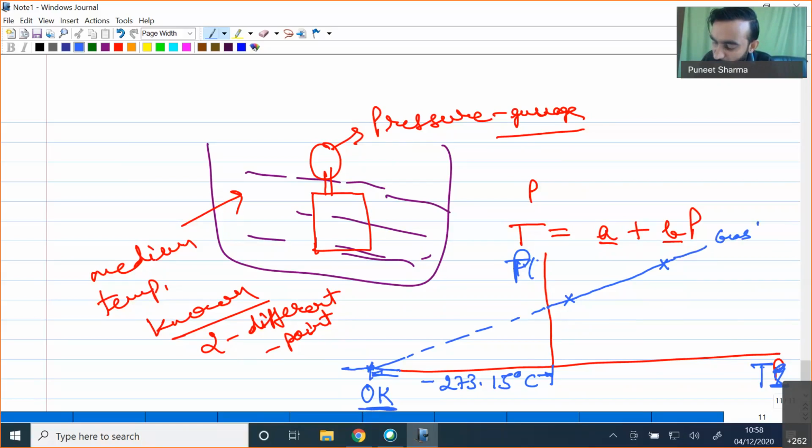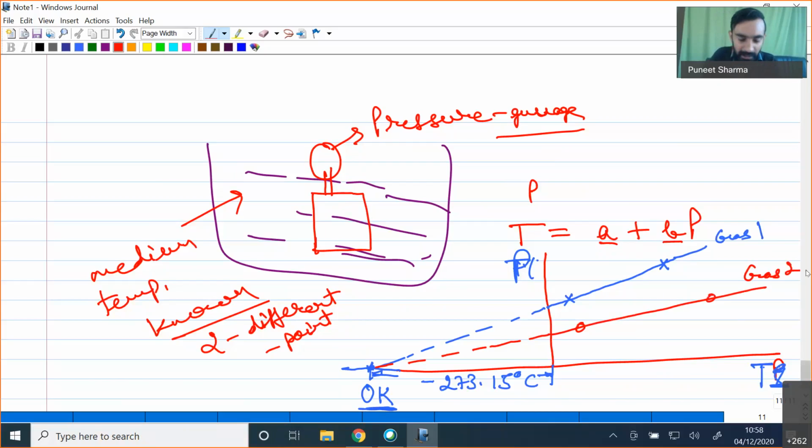Okay, so now let us consider that this line I have drawn is for some gas 1 which is filled inside the container. Now if I change the gas from 1 to 2, for gas 2 also we will find that once we extrapolate the line, it will join at the same point only. So this is the line for gas 2.